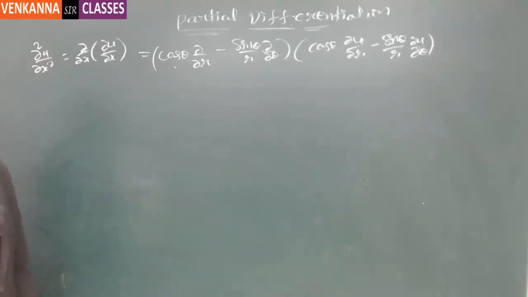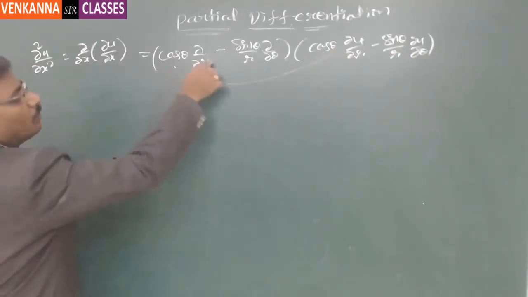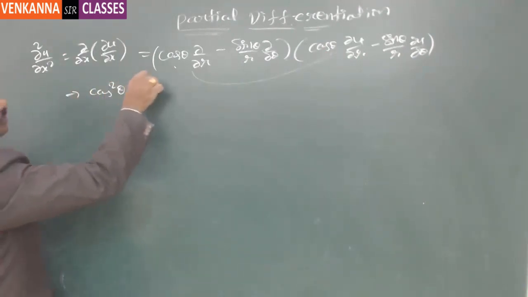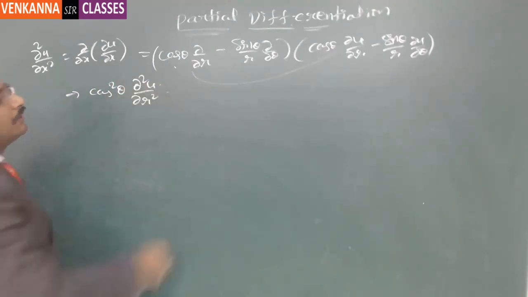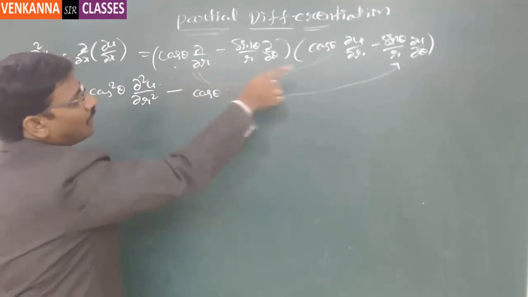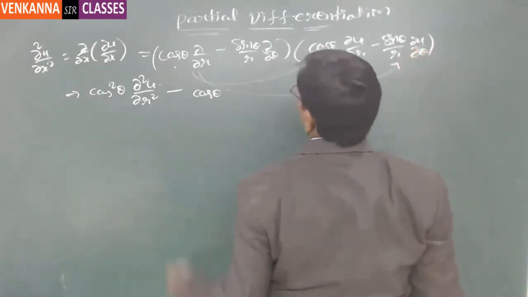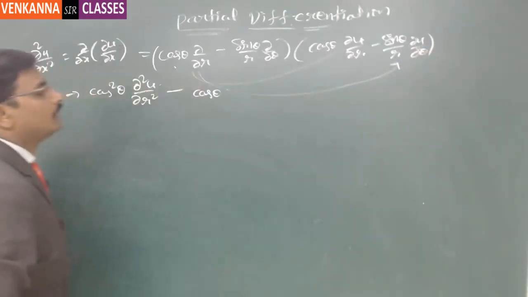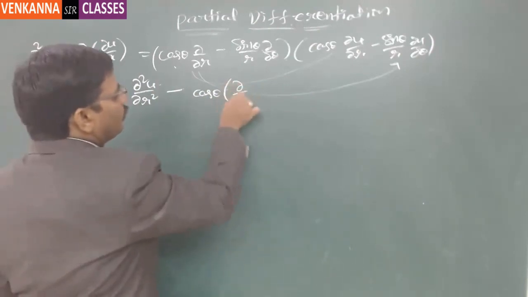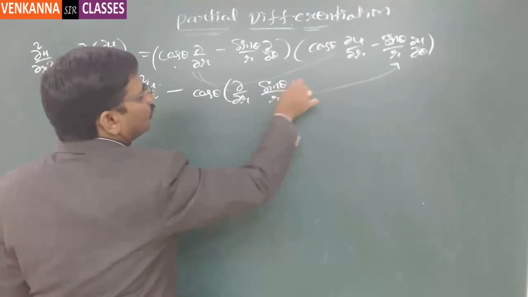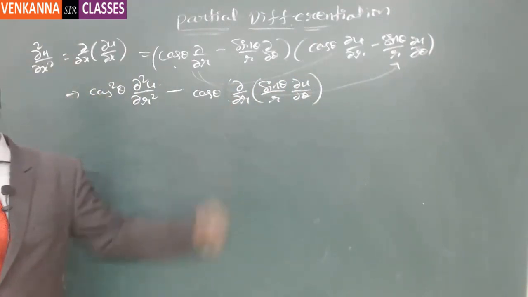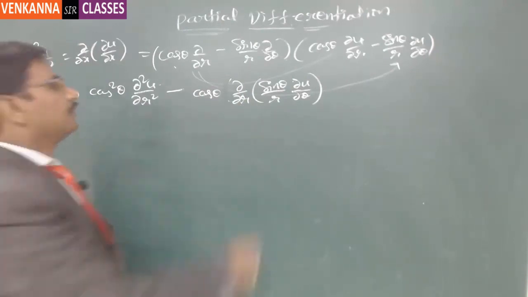Now take this one. Here you are taking the derivative with respect to r, so theta is independent anyway. Then this will be cos² theta into ∂²u/∂r². And then do the derivative of this one: minus cos theta into ∂/∂r of sin theta by r into ∂u/∂theta. Got it? I hope you understood. I have written this, right? This is how you can do it.